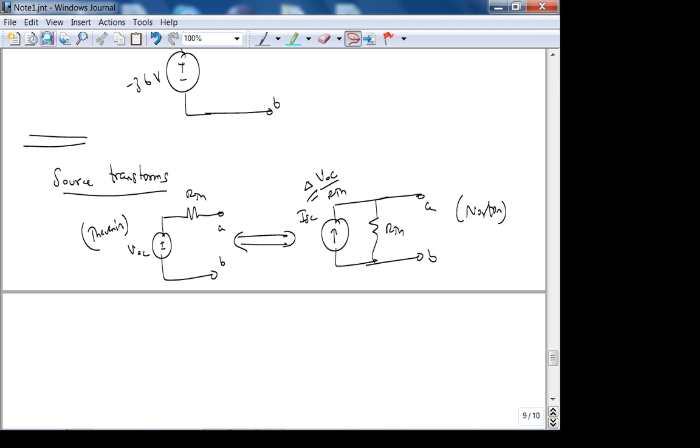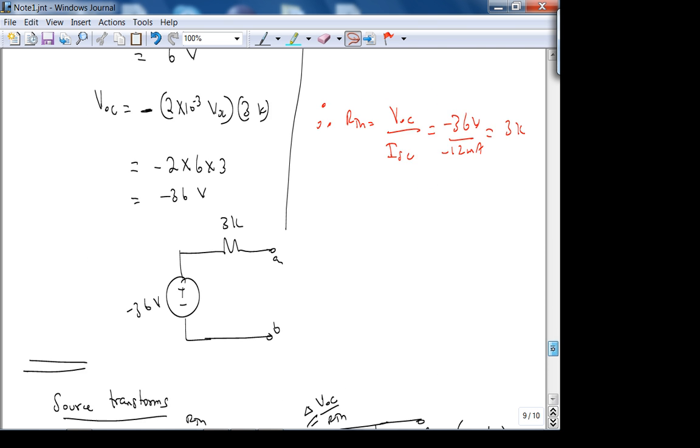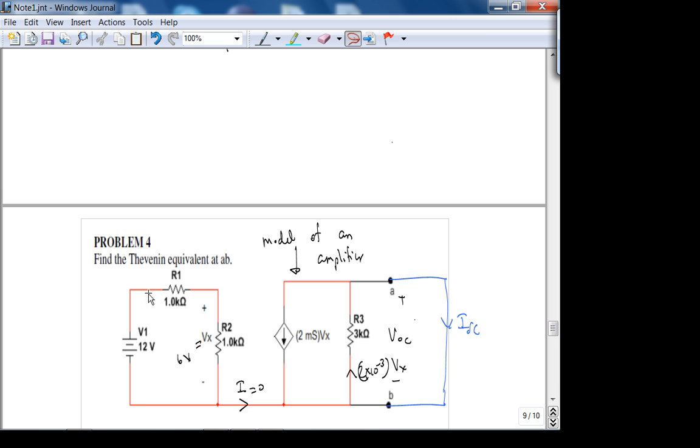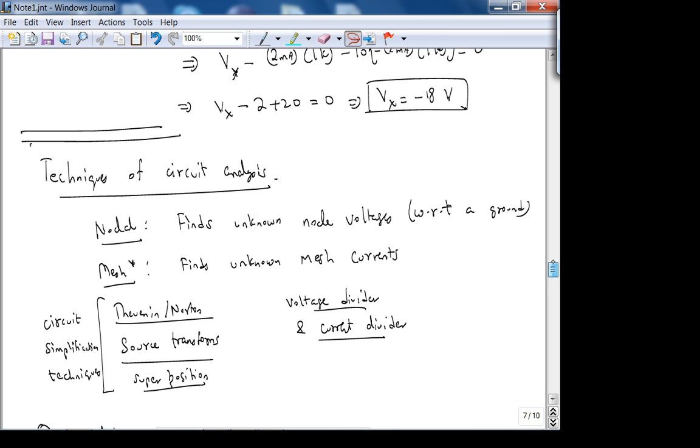Actually, I'll leave off examples of source transforms because we will look at them when we do phasors. They'll come in. So it's a circuit analysis technique and a circuit simplification technique. And you can see I can't always do this. I need to have a voltage source in series with a resistor. If not, I can't do this. And for finding Thevenin equivalence, the circuit better be linear, which is not true for nodal.